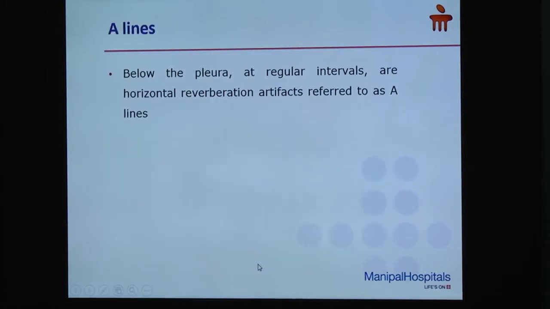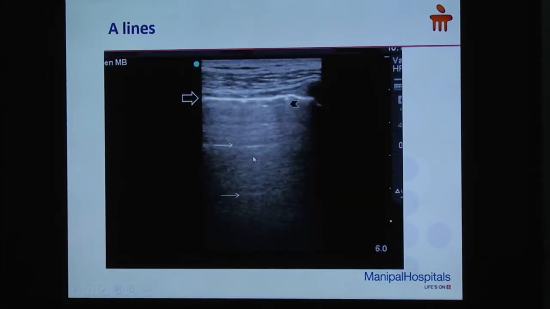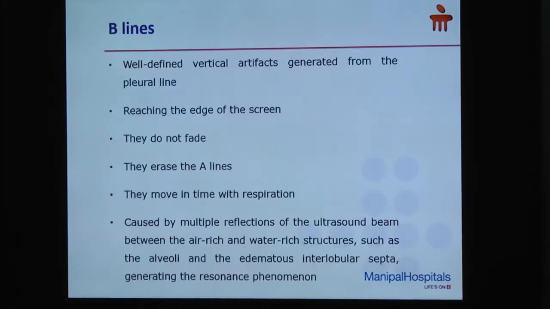I'll show you the A lines first. Can you see these lines? These are A lines. They are just normal. They are a reverberation artifact. They are a reflection of the pleura. It just means that most likely the lung is normal.